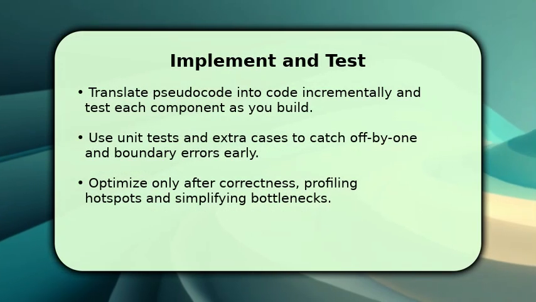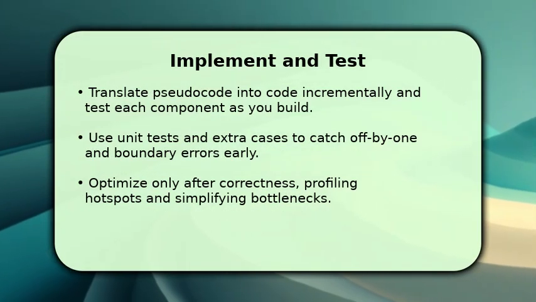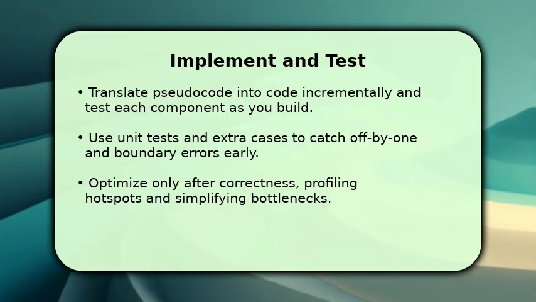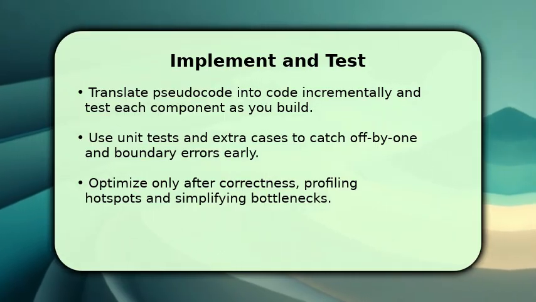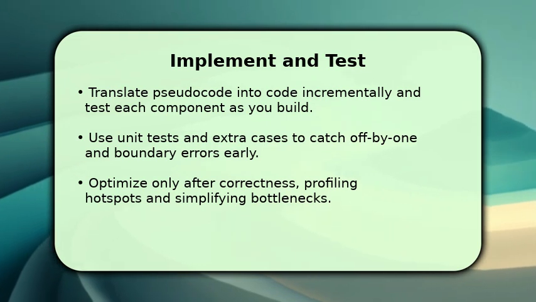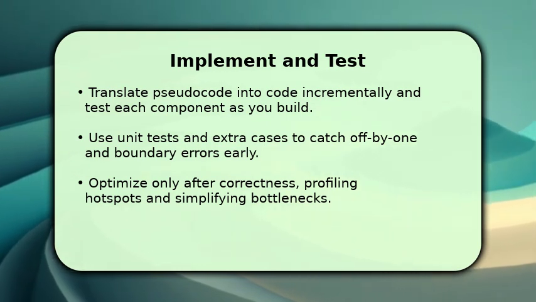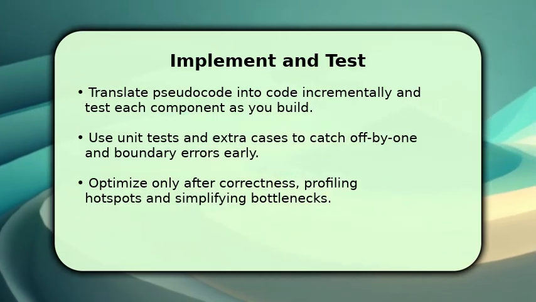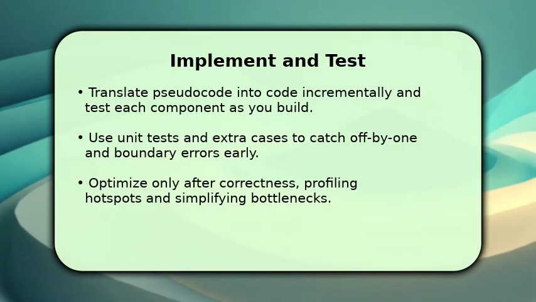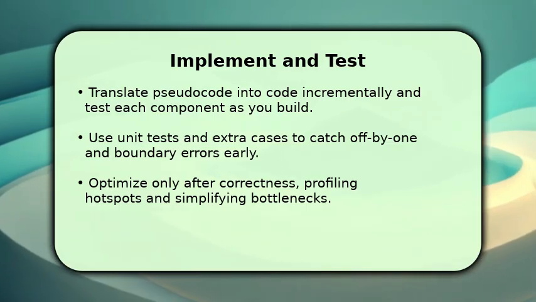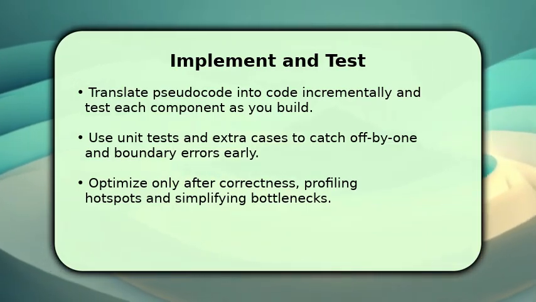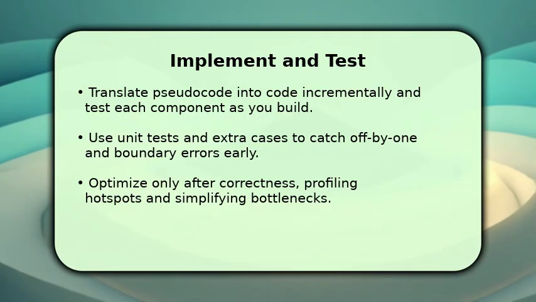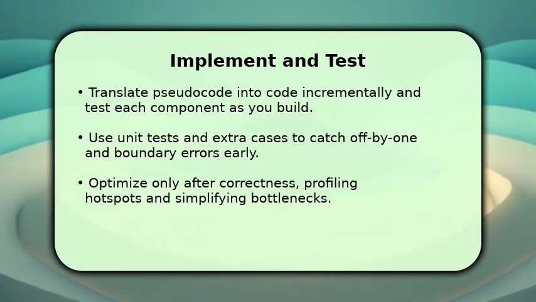Implement the solution step by step, testing each function with the earlier examples and extra edge cases to ensure correctness. Keep changes small so bugs are easier to find, and write unit tests for critical behavior like boundaries and empty inputs. Once correct, profile and optimize hotspots, trading space for speed only when necessary. Finally, reflect on the solution and compare it to alternative strategies to deepen your understanding.